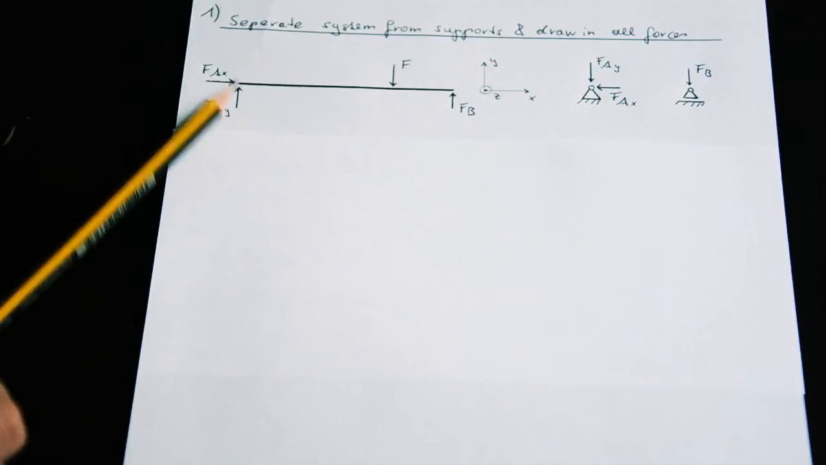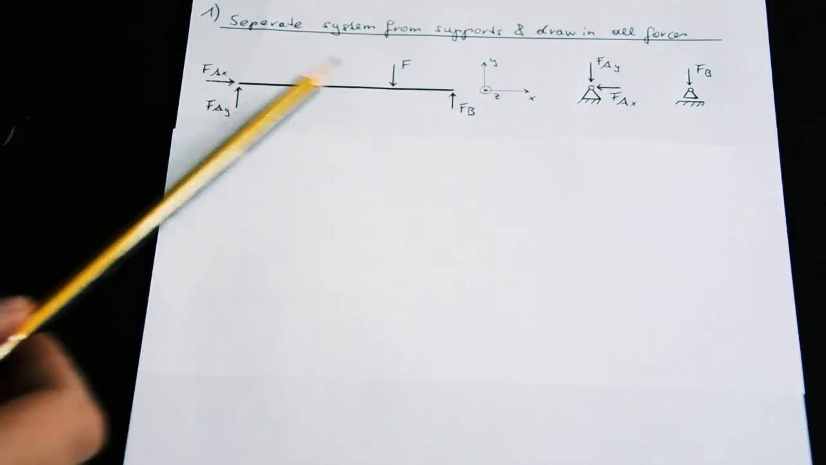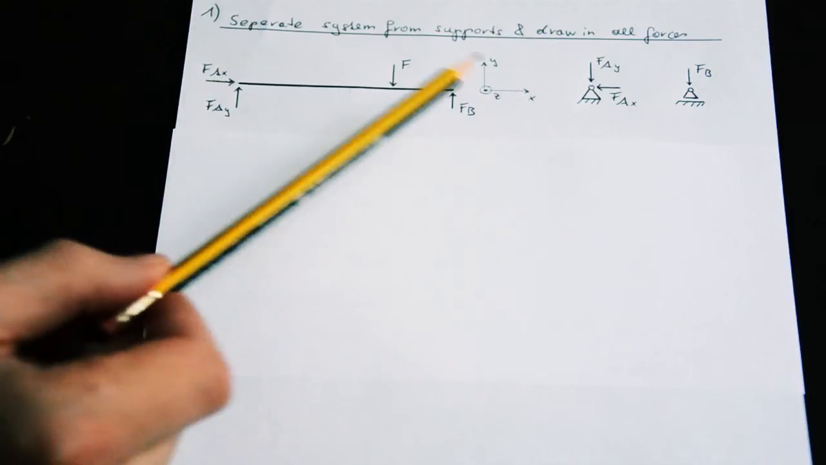We see 4 forces. Okay? And one force is known, and this is force F. Fay, Fax, and Fb are unknown quantities. And exactly these forces are the support reactions. We want to calculate Fay, Fax, and Fb.